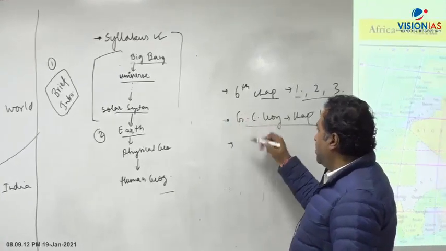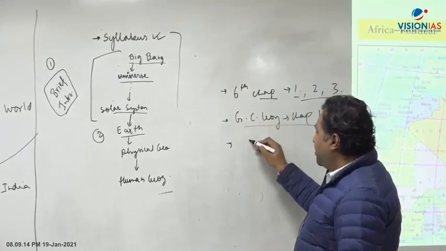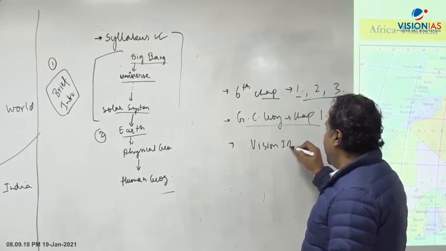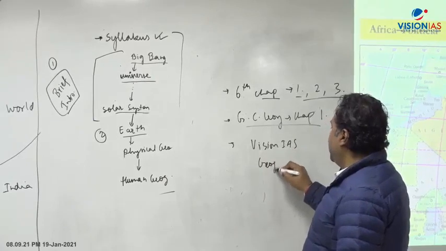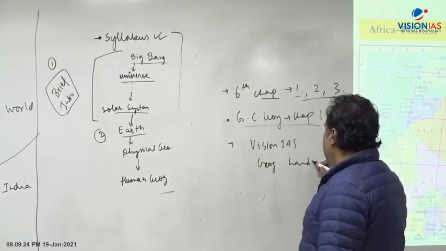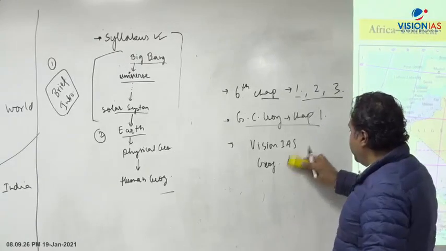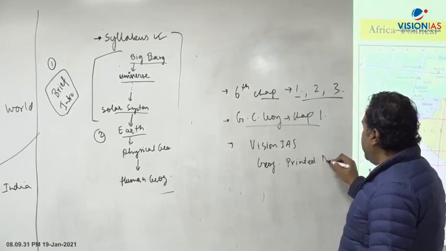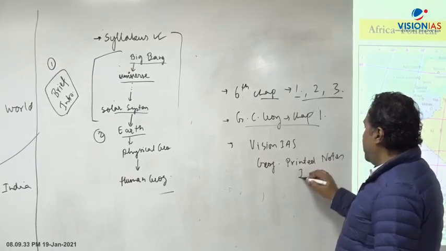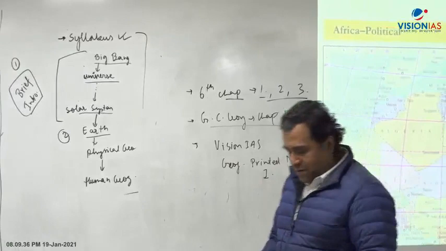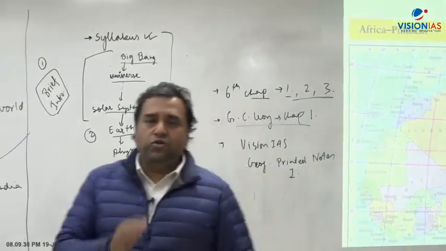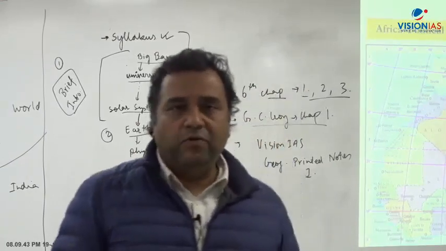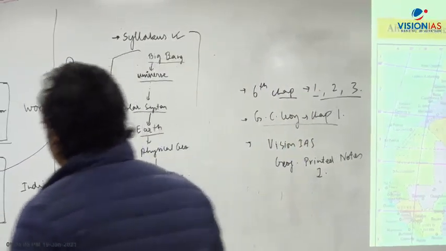And if not these 2, then the Vision IAS geography printed notes, which are already given to you. Printed notes 1, the first part or first chapter of that, where you have the solar system and all this. You can read from any one source and be present in tomorrow's class. We'll take up from here in tomorrow's class.